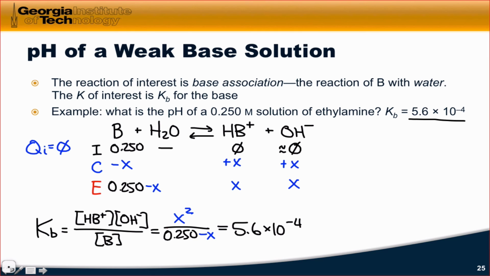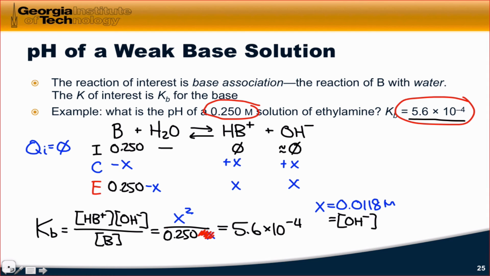In solving for X, here again we can assume that because the initial concentration of base is so large compared to the Kb value, the change in the initial concentration of base will be minuscule in comparison to that initial concentration. So we can essentially ignore the minus X in the denominator and solve for X as we did before. When we solve for X in this way, we arrive at a value of X equal to 0.0118 moles per liter. And now it's very important to recognize that since we're dealing with a base association equilibrium, this is equal to the concentration of hydroxide at equilibrium, not the concentration of H3O+.